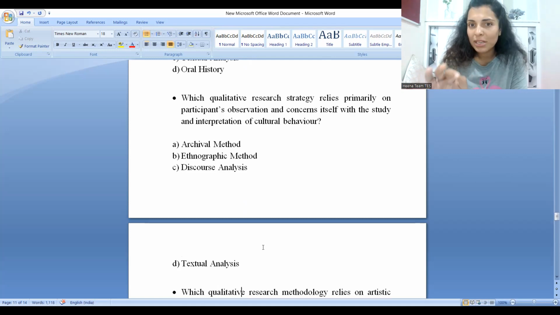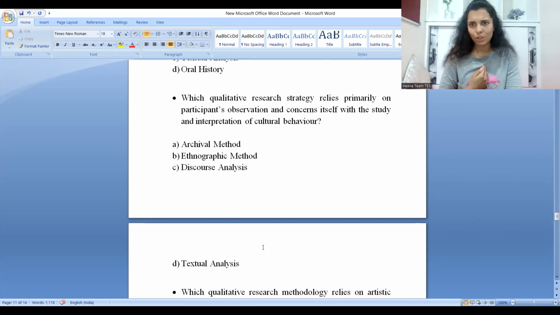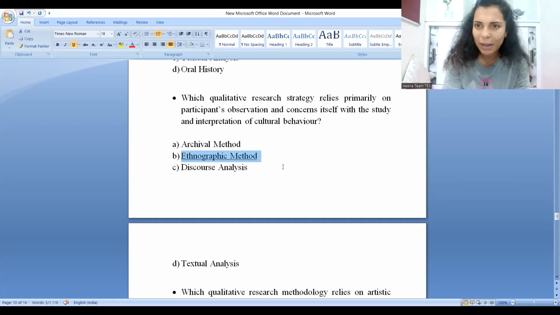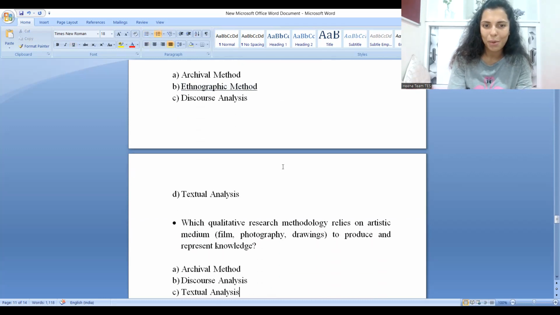Which qualitative research strategy relies primarily on participants' observation and concerns itself with the study and interpretation of cultural behavior? Option A, archival method. B, ethnographic method. C, discourse analysis. Or D, textual analysis. You know it? Yes, you do. It is option B, ethnographic method. Okay? Interprets cultural behavior. Let's move on to the next question.